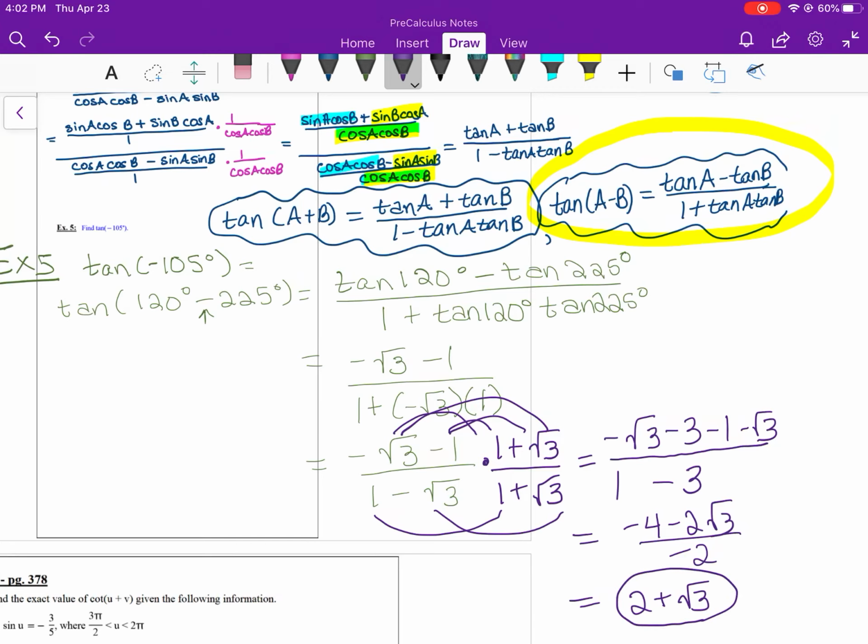Now you can always put that in your calculator and see if you're right. I'm going to switch it over to degrees first. So the tangent of negative 105 is 3.732. If I take 2 plus the square root of 3, I get the same thing. So you guys can see there's a lot of work involved with getting these answers, and I expect to see every bit of your work. No shortcuts.